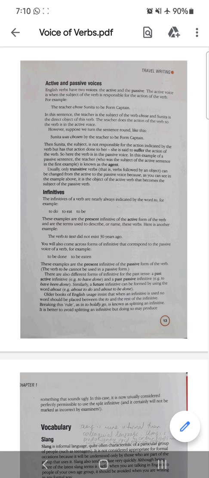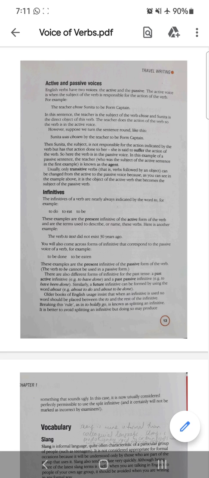For example, the teacher chose Sonita to be form captain. In this sentence, the teacher is the subject of the verb chose and Sonita is the direct object. The teacher does the action of the verb, so the verb is in the active voice. However, suppose we turn the sentence around like this: Sunita was chosen by the teacher to be form captain. Now this sentence is passive voice.